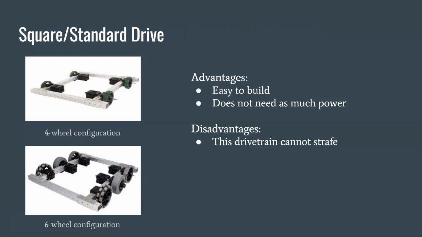So some pros are that it is easy to build and it also doesn't need as much power, so your battery will last longer. However, this drivetrain can't strafe. And strafing is essentially where the robot can slide around along multiple axes without having to turn first. So let's say your robot was facing forward, it could just slide left without having to turn and face left first. So it's a lot quicker to change directions when you're strafing.